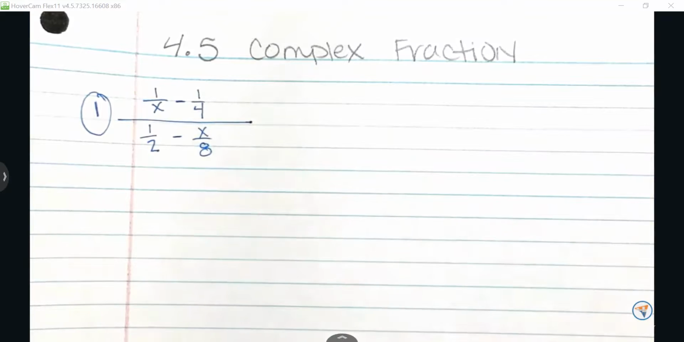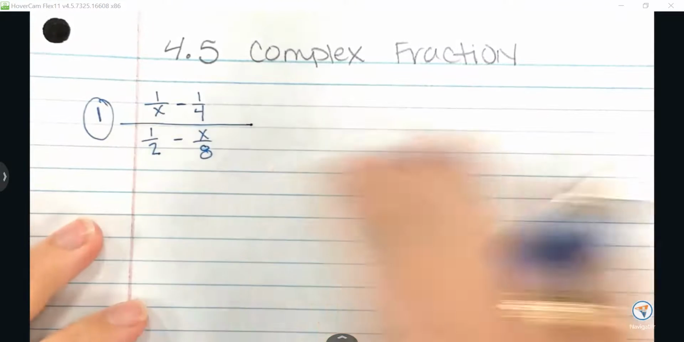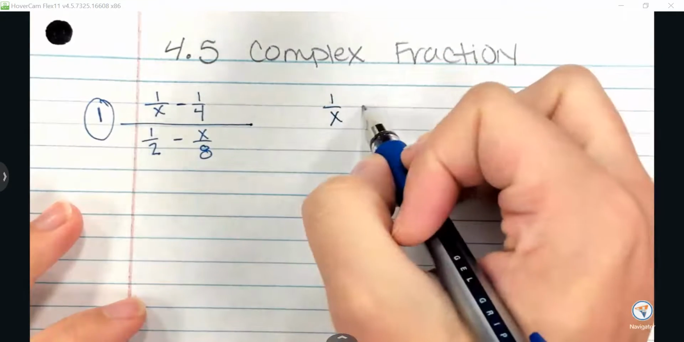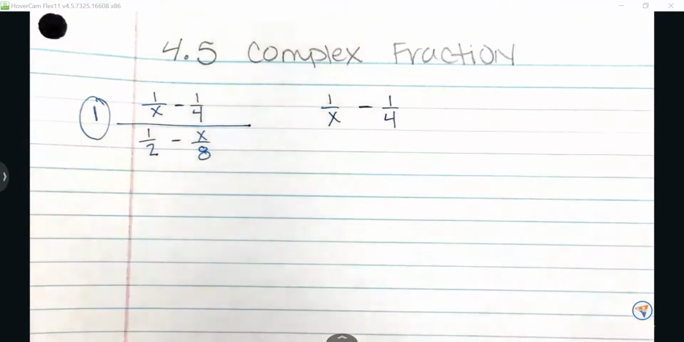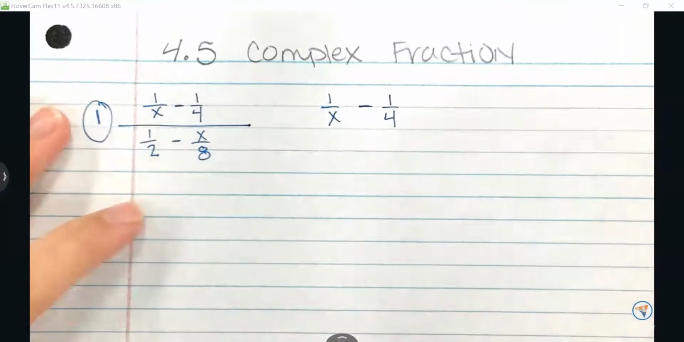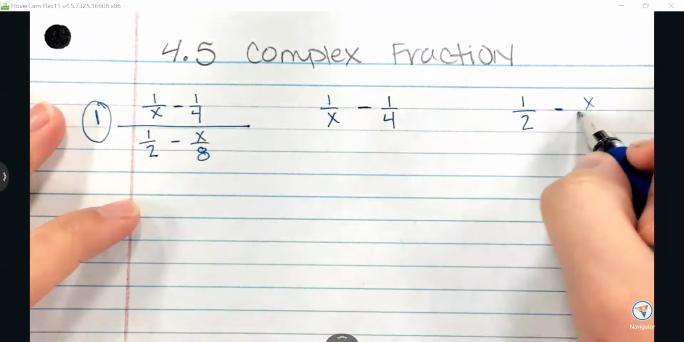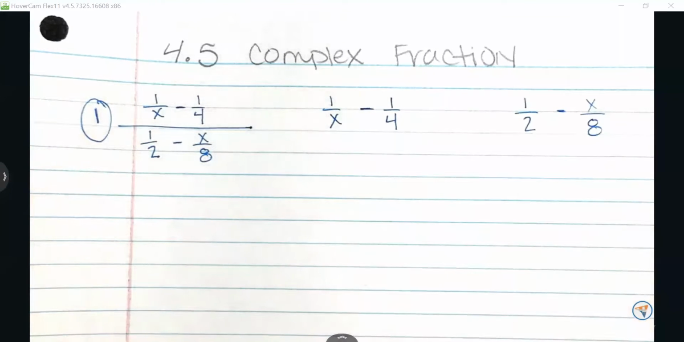So what I like to do is I like to rewrite my numerator and my denominator to the side. So my numerator is just 1 over x minus 1 over 4. That's my numerator. My denominator is 1 over 2 minus x over 8. So now I've taken one problem and I've made it into 2 problems, okay? So we're going to treat these separately and then we're going to bring them back together.